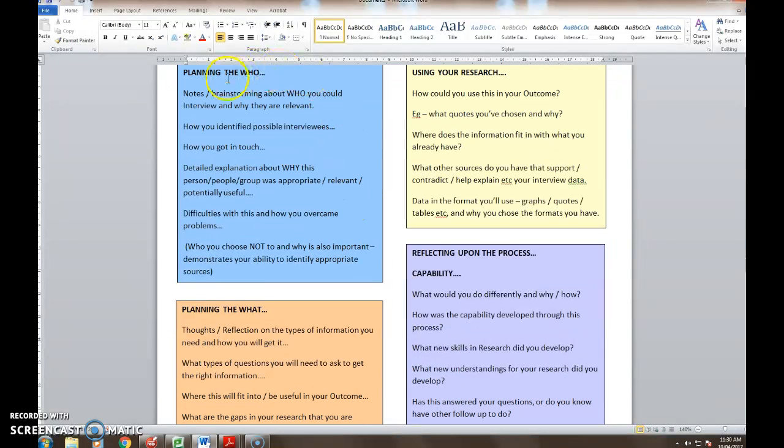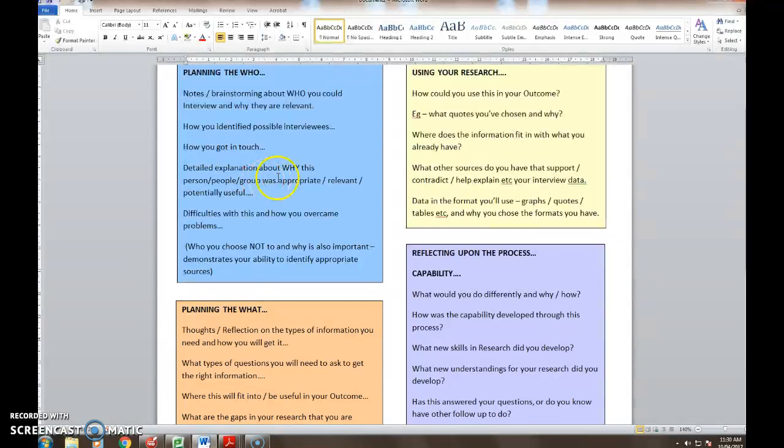For example, a section which talks about the planning of the who. Who is it that you're actually going to survey, or who is it that you're going to interview? And this might include things like notes about brainstorming who you could interview and why they are relevant, how you identified possible interviewees, how you got in touch with them. So it might be web pages that you looked at and found contact details for. It might be discussion or writing about people that you know, contacts that you have.